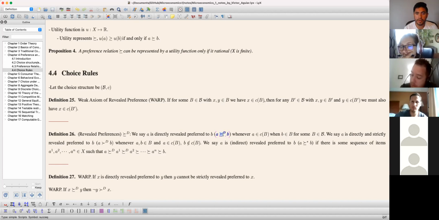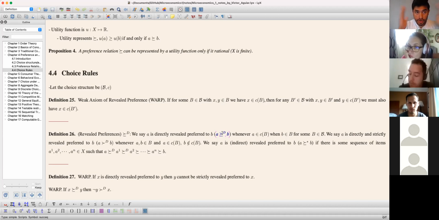So when you see the symbol, that is direct revelation. Whenever A is chosen from menu B, and the menu contains item B, Samuelson is saying it is reasonable to believe that if you choose A when B was available to you, you're revealing to me directly that A is preferred to B. Do you agree with this definition? It seems reasonable.